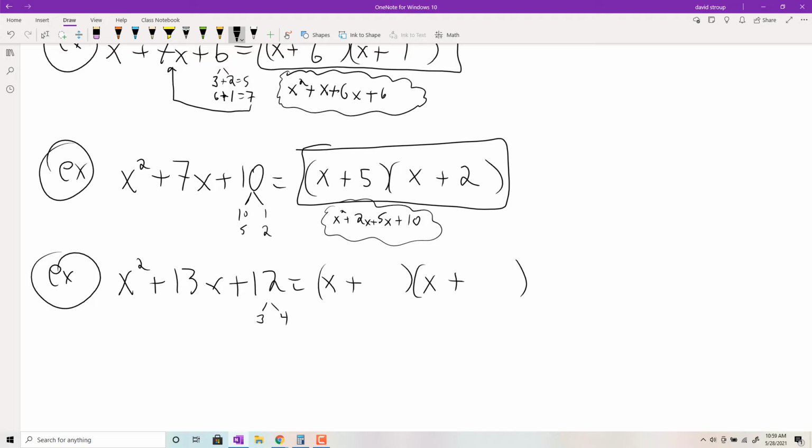12, 3 and 4, but 3 plus 4 is 7. We're looking for a 13. 6 and 2 will be 8. That won't work. But 13 and 1 will work. Right? And then FOIL it out in your head. X squared plus outer x plus 13x plus 13. Oops, that doesn't work. Right? So I screwed that up. It should be 12 and 1. I'm sorry. So it's a good thing I checked, right? 12, and then x plus 12x, and 13x is 12, and then it works.